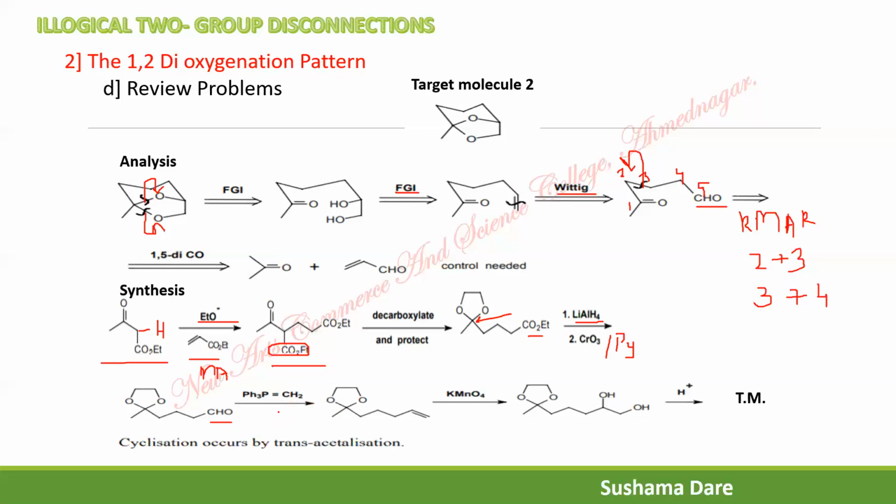After that, carry out the Wittig reaction by using the Wittig reagent and insert a double bond or alkene functional group. After that, the double bond has to be oxidized to a diol, and this gets converted to diol. At the end, whatever protecting group we have added is removed by hydrolysis, and at the same time it undergoes cyclization and it gives the target molecule.